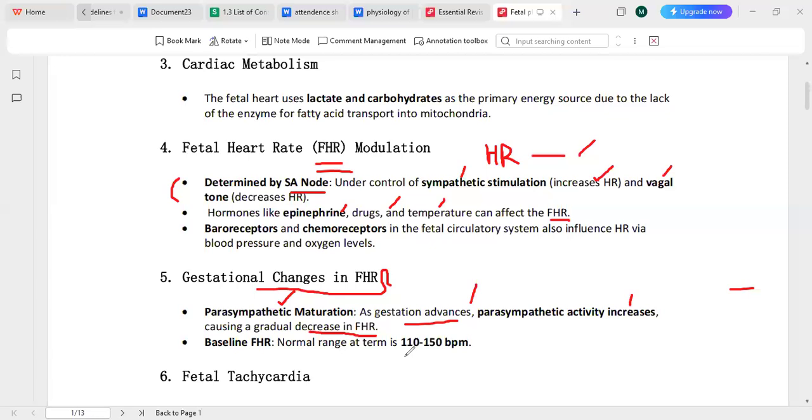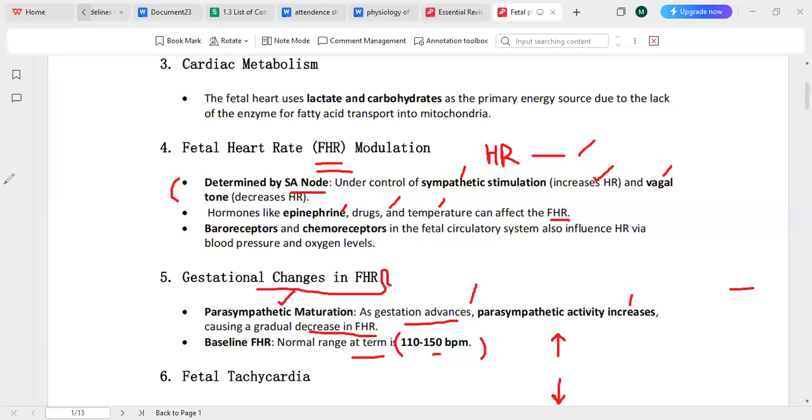But we have a baseline near the term. We use this baseline, which is 110 to 150 or 160. Some books say 150, some books say 160. We try following 160 here. More than 160, what do we call it, and below 110, what do we call it? Can you name it? Tachycardia above 160, bradycardia below 110.